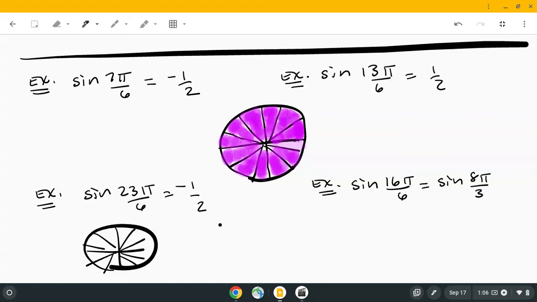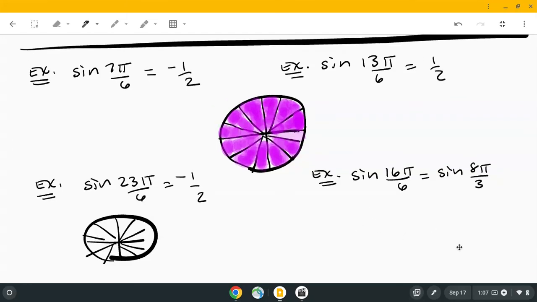Very easy just to go, okay, let's see, 1, 2, 3, 4, 5, 6, 7, 8, 9, 10, 11, 12, 13, 14, 15, 16, 17, 18, 19, 20, 21, 22, 23. You're just counting to see which quadrant you land in, okay?